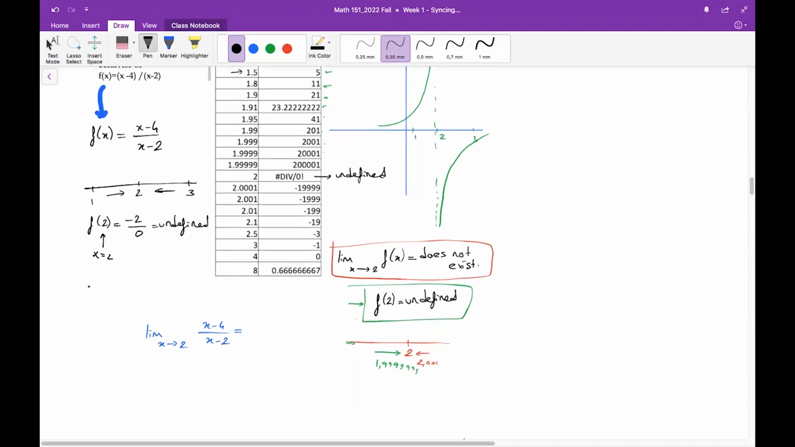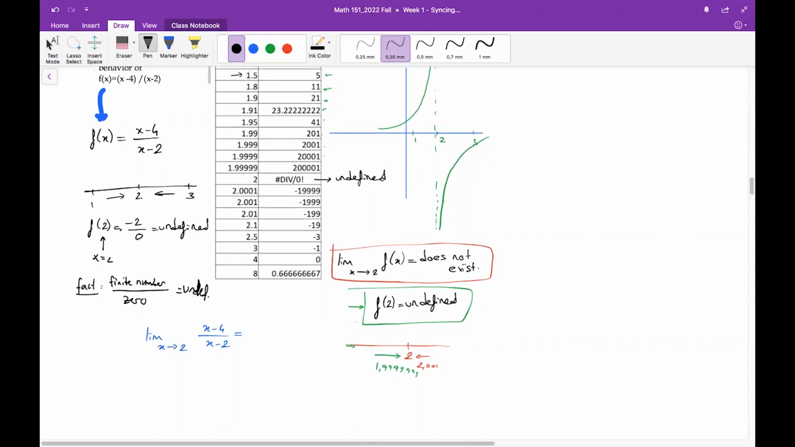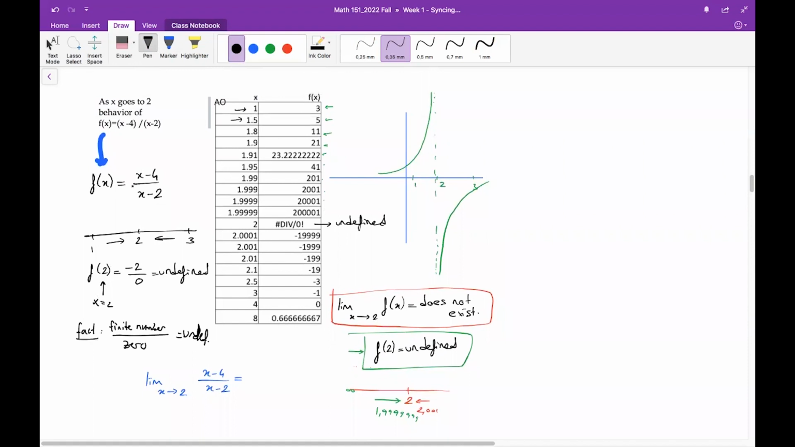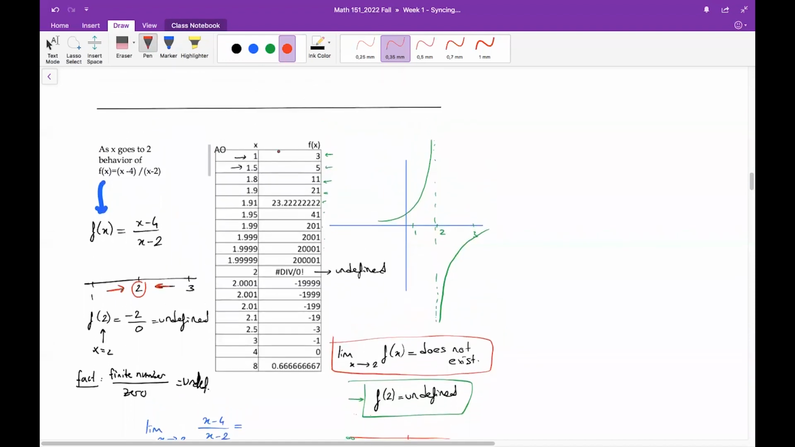So in fact, we can write this as a fact. If you divide a finite number by 0, this is always an undefined expression. So this is what happens when you try to evaluate the value of your function at x equals 2. But still, even if it is undefined at x equals 2, you can look at the values of your function around 2. Let's look at them.